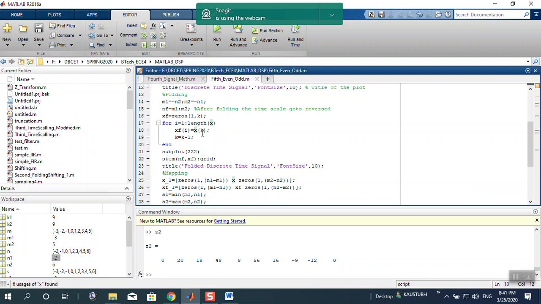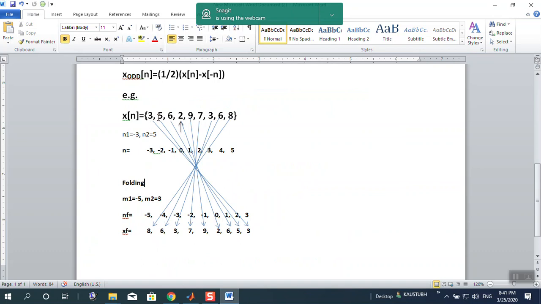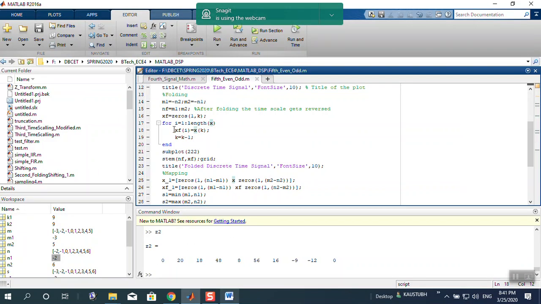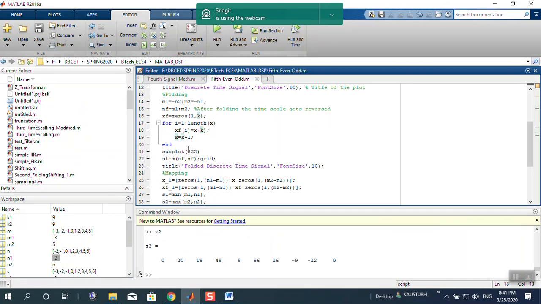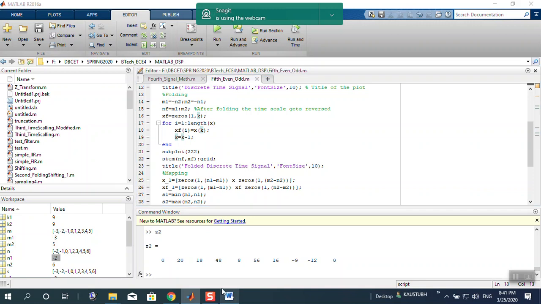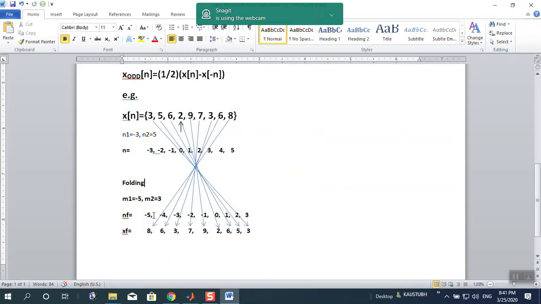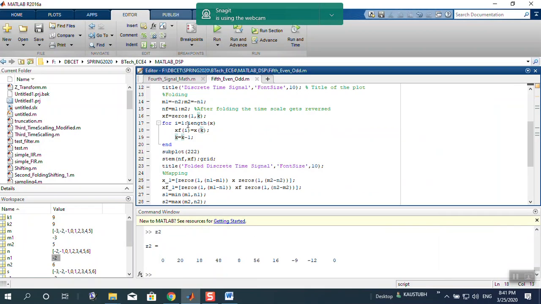So x of k, k is your, say in this example it is -3 to 5, so it is 9. So k is your 9. So the 9th sample, that means this sample is my first sample now. So therefore k minus 1, next time k becomes 8. So this was the 8th sample, now the second sample, because the second time i becomes 2, and so on and so forth. So this becomes your folded signal, and finally it is plotted here.